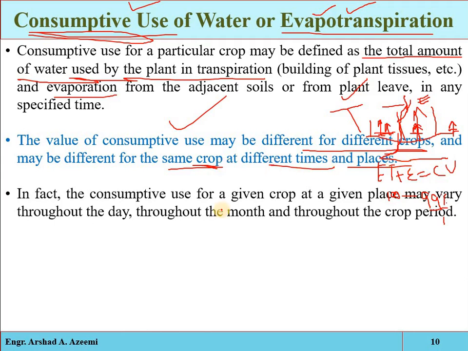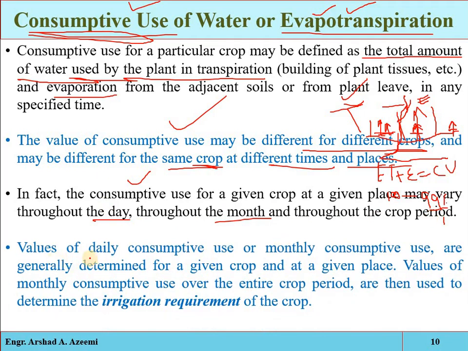In fact, the consumptive use for a given crop at a given place may vary throughout the day. Also, the consumptive use is variable with respect to time. For example, at daytime the transpiration and evaporation rate is high, so the consumption will also be high, and at night time the transpiration and evaporation rate is low, so the consumption will also be low. So there is also monthly variation, seasonal variation, and yearly variation. So values of daily consumptive use or monthly consumptive use are generally determined for a given crop.